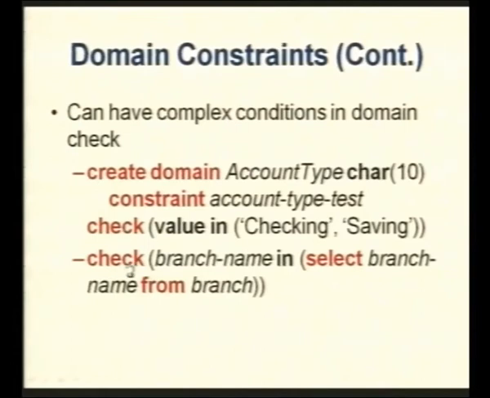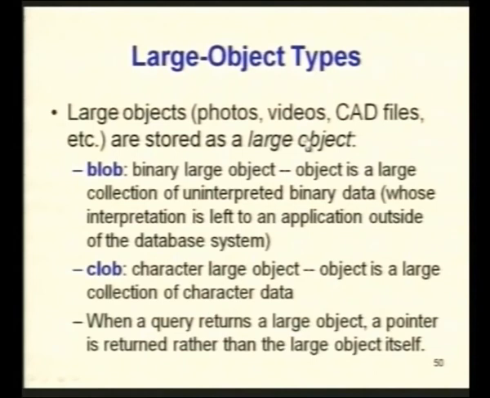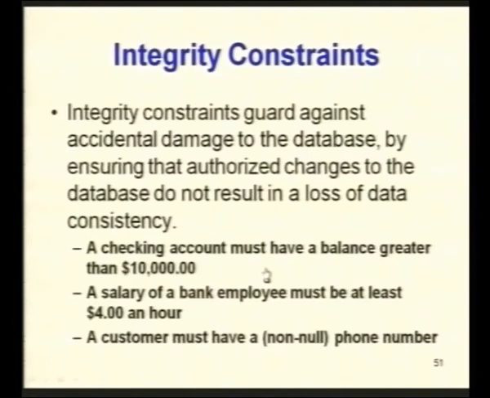Next, let us look at something called large object types. We are talking basically about SQL here. You can have photos, videos, CAD files, and they are stored as large objects. There are two types of large objects, one is called blob and one is called clob. This is a binary large object and this is a character large object.